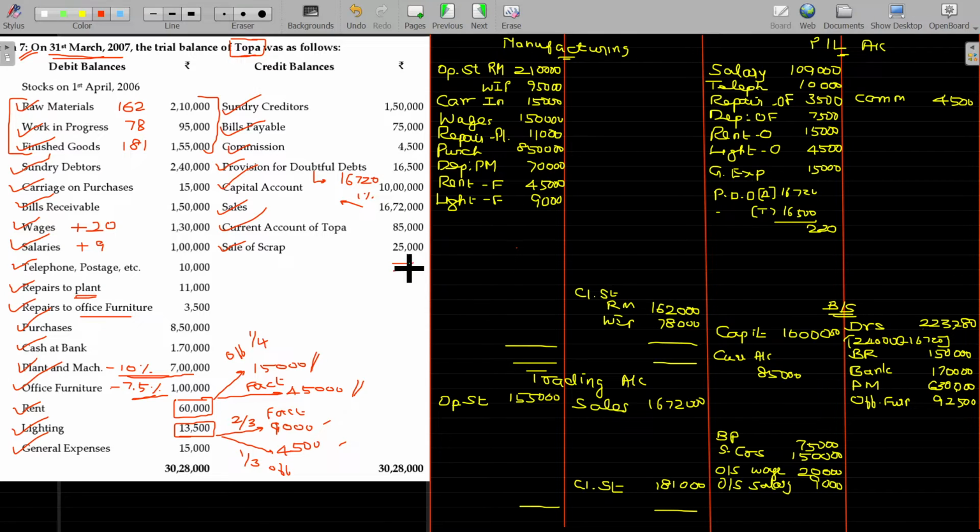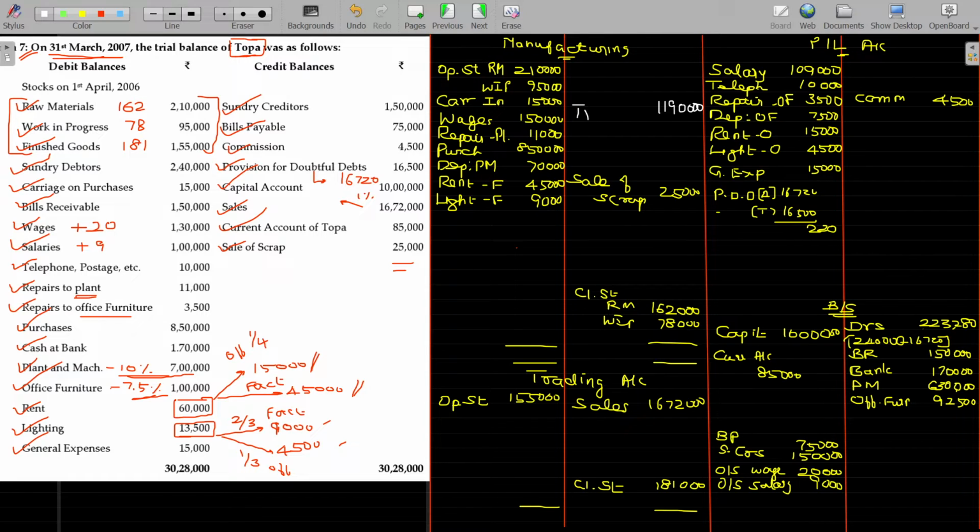And the sale of scrap, where will it come? Manufacturing account. Sale of scrap, that value being 25,000. We have posted everything. Come on, finish up tallying the manufacturing account. How much is that? The balance you will be getting here. What is the balance? 11 lakhs 90 being the balancing figure, I think so.